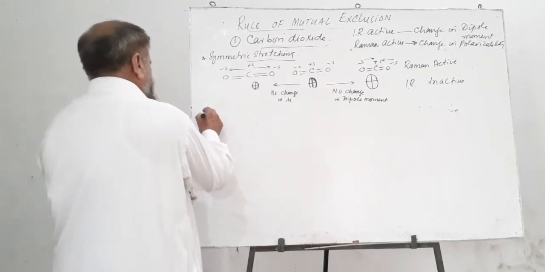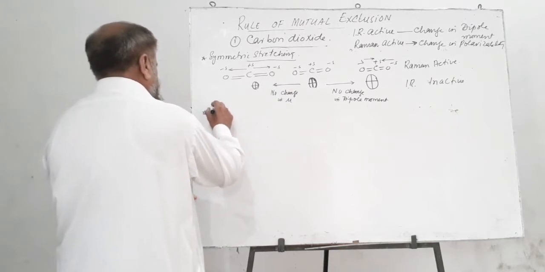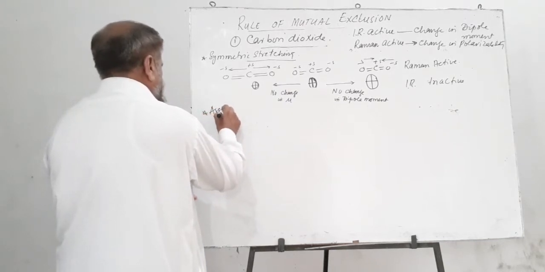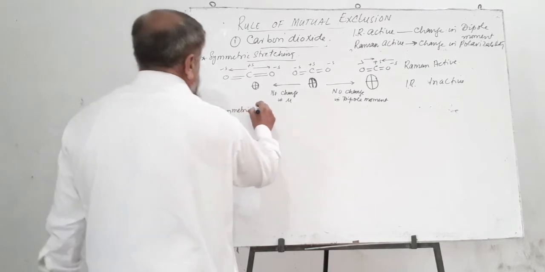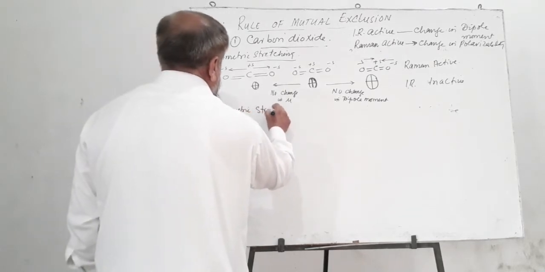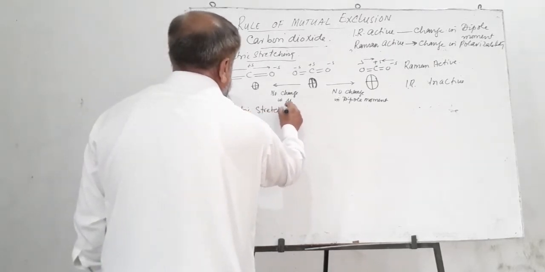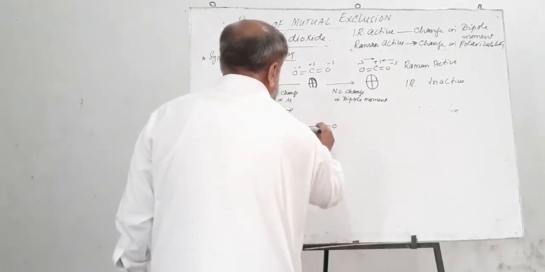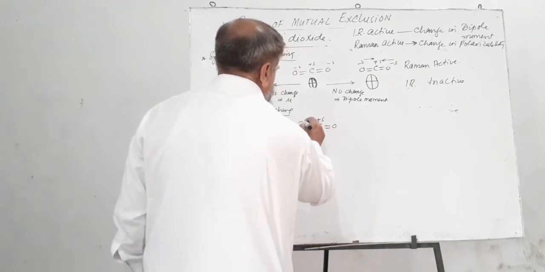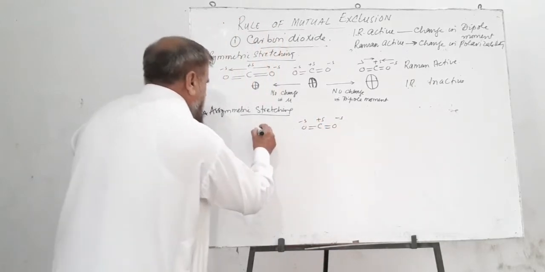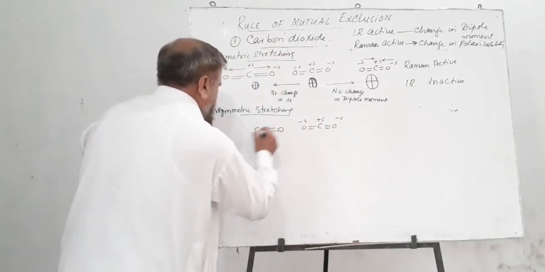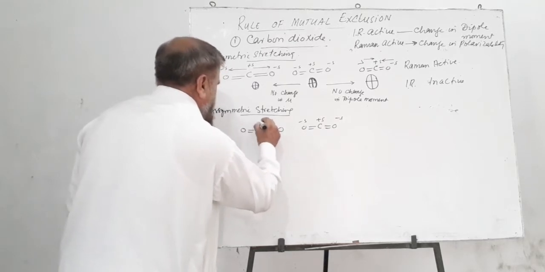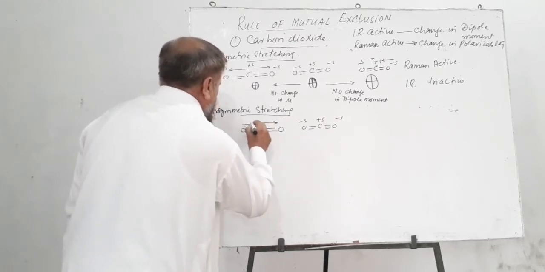Now we consider the second vibration, which is the asymmetric stretching, in which one bond expands and the other compresses. Let us suppose we have the equilibrium position of carbon dioxide. Now, if this bond expands, the other bond compresses.